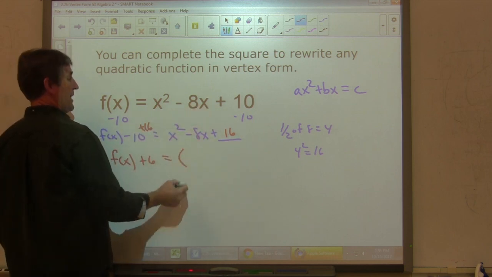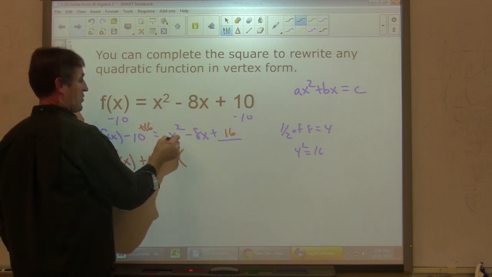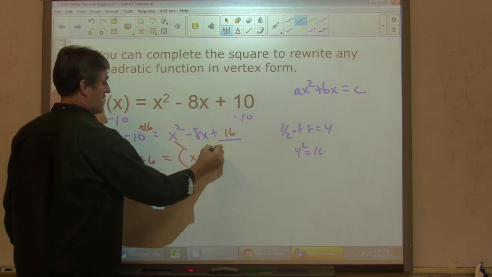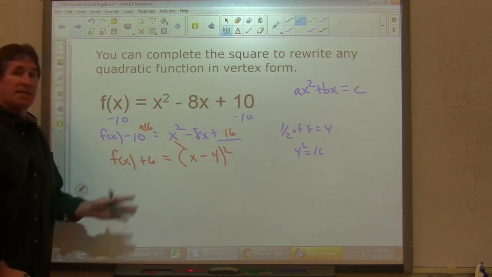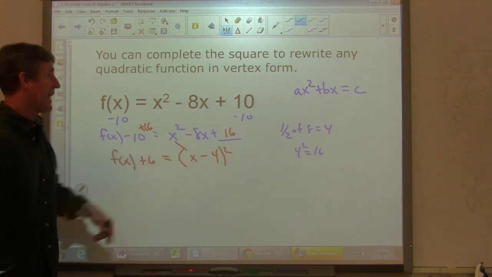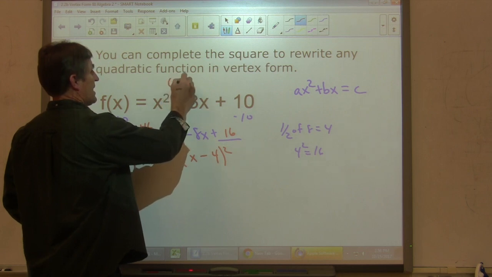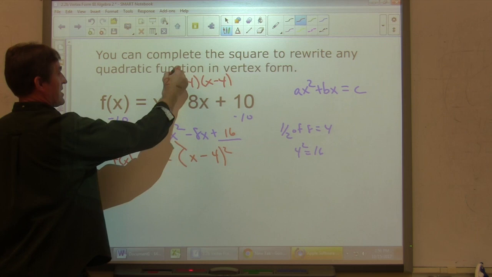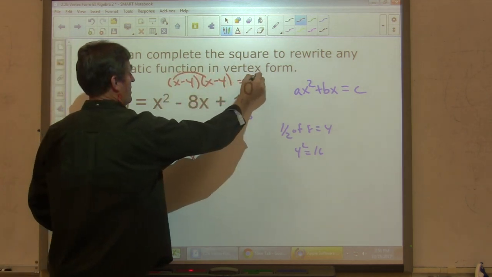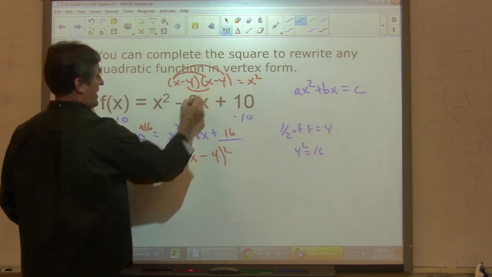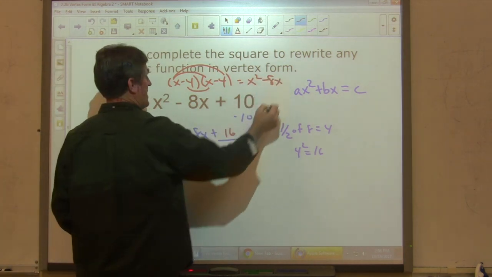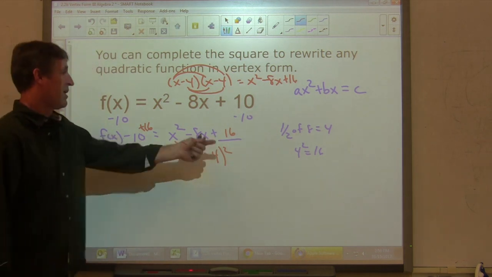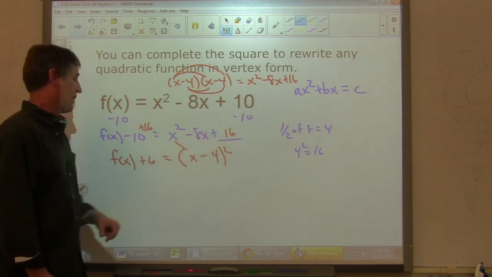here, so I'm just going to write it that way. The first term, you take the square root of this, which is x, the sign of your middle, and the square root of 16 is 4. Now I always have people ask, well, what happened to the 8? Well, remember that 8 is in this x minus 4. If I write x minus 4 squared as this and I FOIL it, I get the x squared. Then I get a minus 4x and another minus 4x, which gives me that minus 8x. And then I get the plus 16.